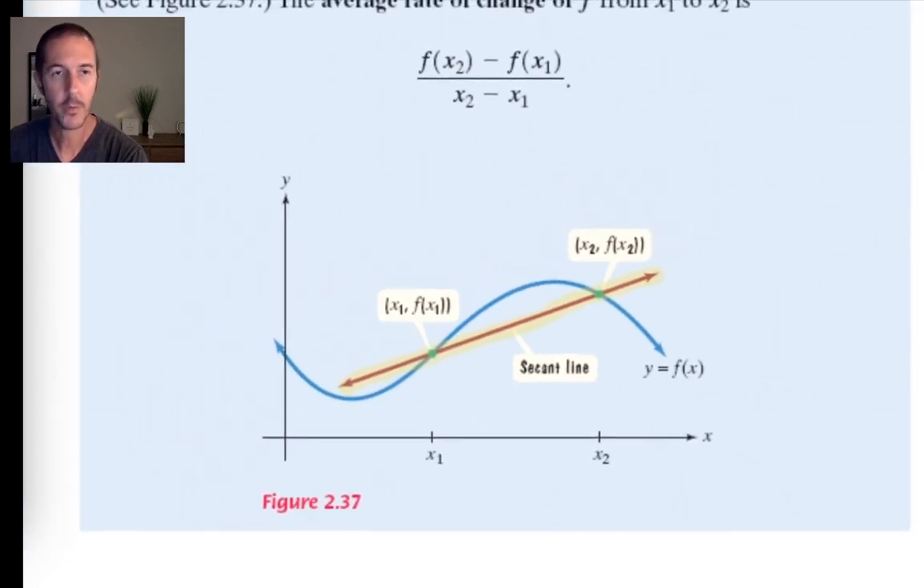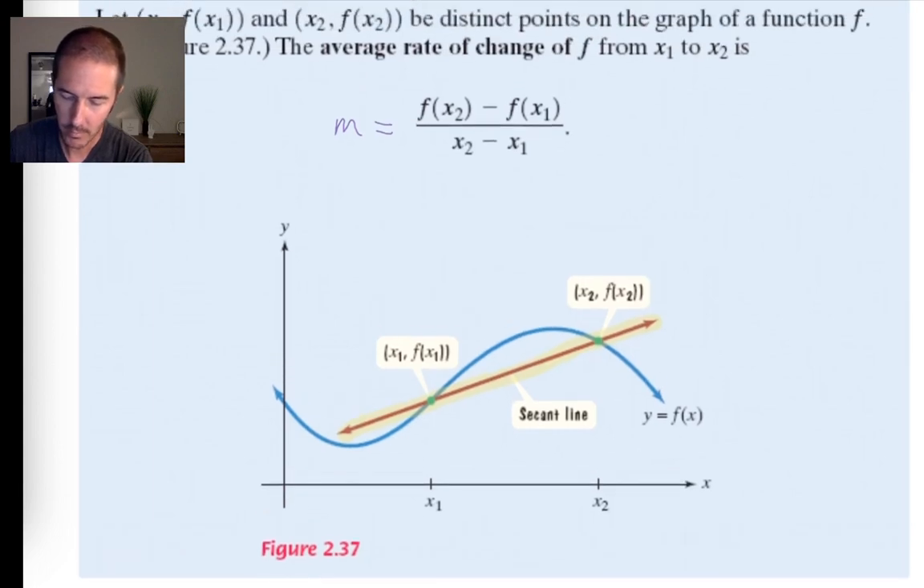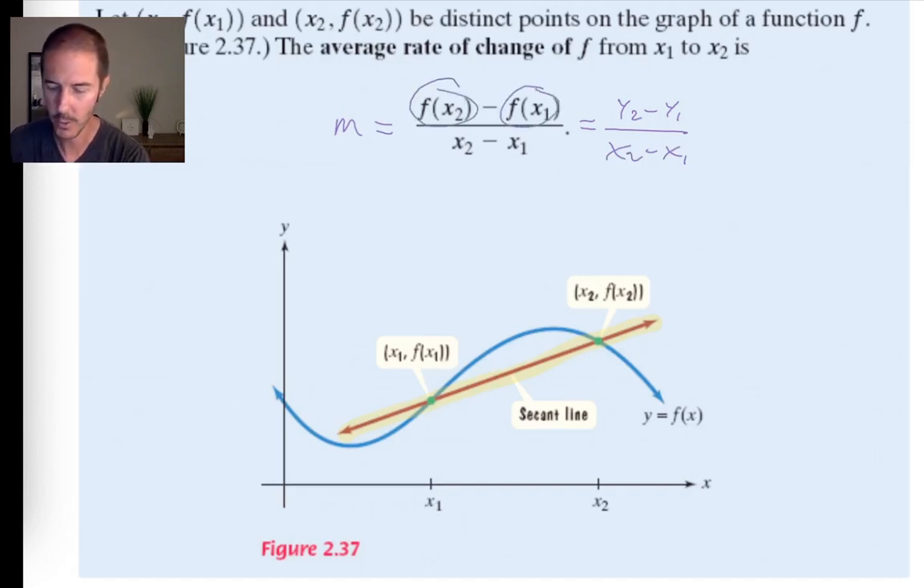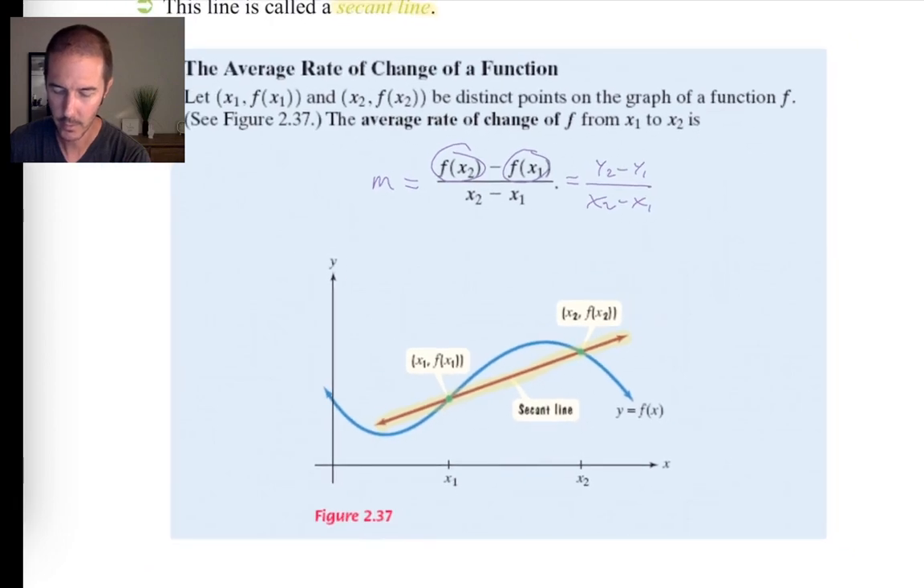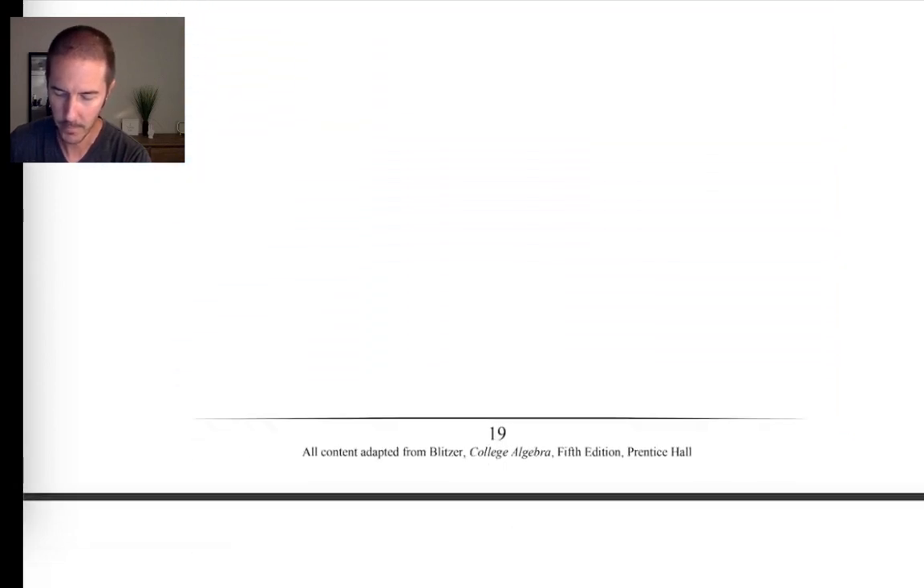And we find the slope of a secant line using our traditional slope formula, which is at the top of your screen here. I would go so far as to write in m equals, because this is how we calculate slope. And this is the exact same thing as doing y2 minus y1 over x2 minus x1. We're seeing it written as f of x2 and f of x1 for a particular reason, and I'll show you what that is in this example.